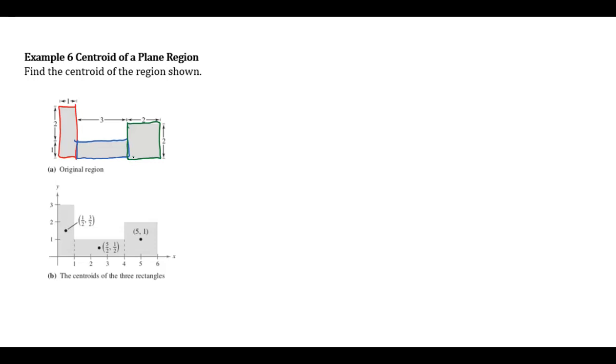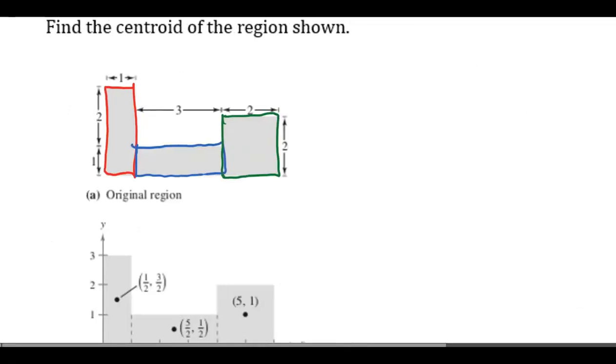So starting with the red region here, if we know that it has a width of 1, then directly in the middle of that would be 1/2. And if we know that it has a total height of 3, then directly in the middle of that would be 1.5.